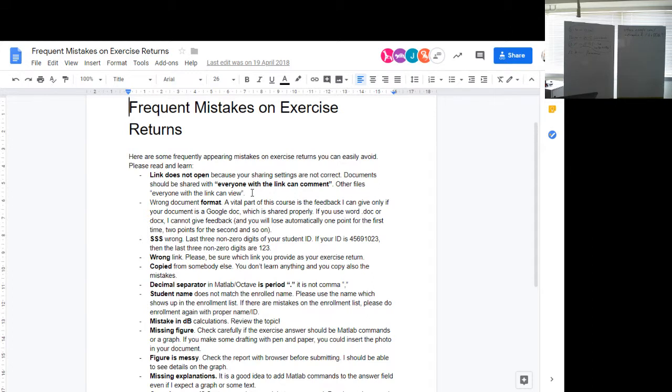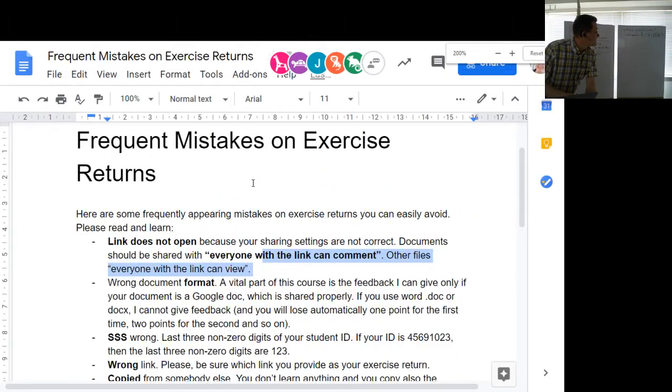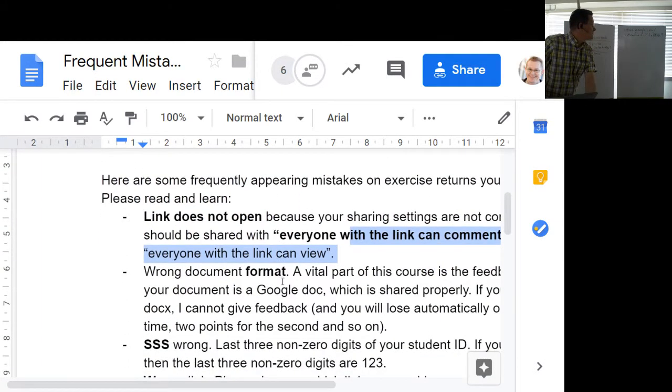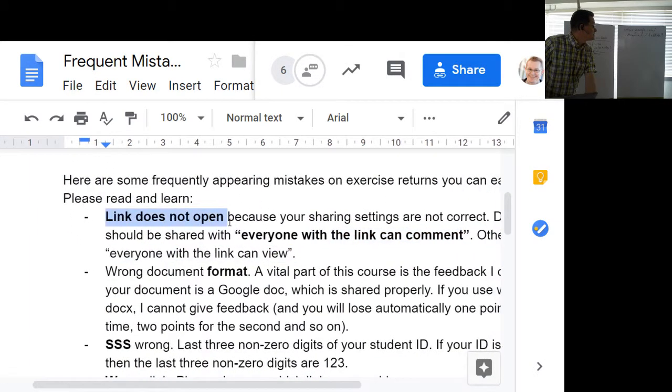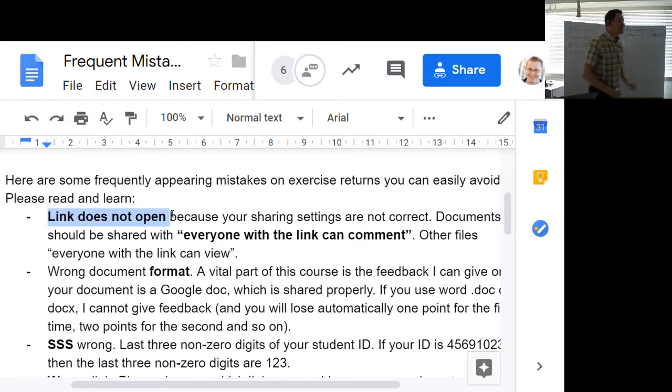One of the most common mistakes is, since basically what you are doing, you will be returning the exercises by saving those first on your own Google Drive, then sending the link to that file. And that's, of course, the sharing settings. If you do not share the link correctly, then basically the link does not open. Yeah, that's the most common mistake.